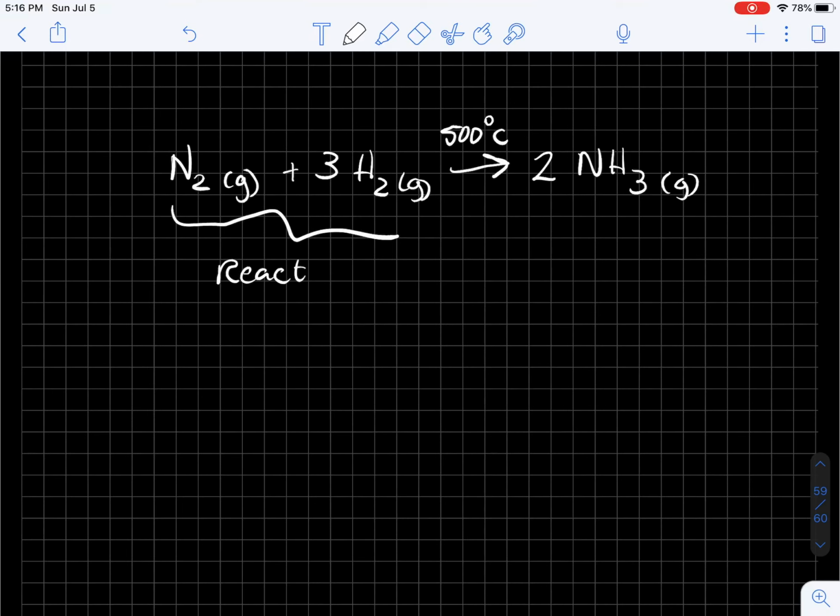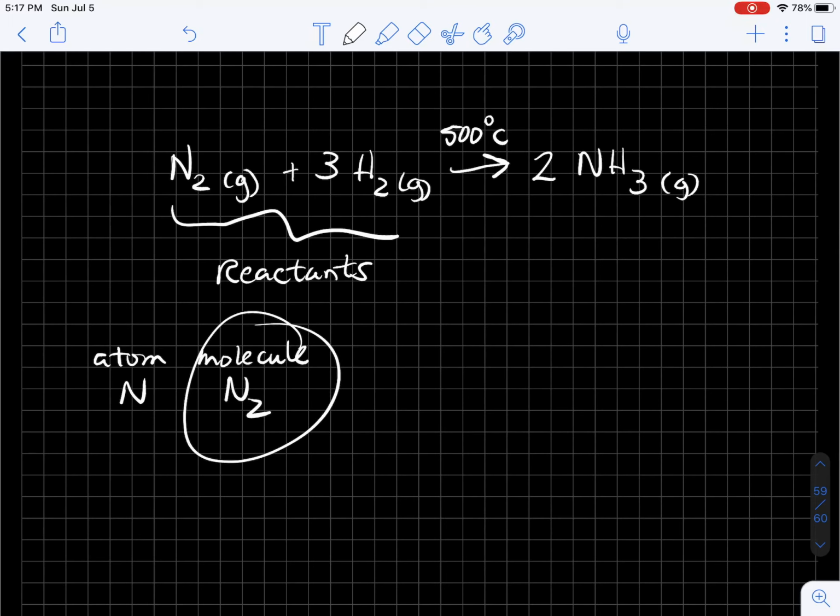So what do we know about this? We know nitrogen and hydrogen are our reactants. Now, there are 2 types of nitrogen. There's the atom nitrogen, and then there's the molecule. Remember, nitrogen is a diatomic molecule. They will just say nitrogen. If they just say nitrogen in the equation, it means the molecule. So we say nitrogen plus 3 hydrogens yield 2 ammonia. So our reactants are the molecule nitrogen and the molecule hydrogen.